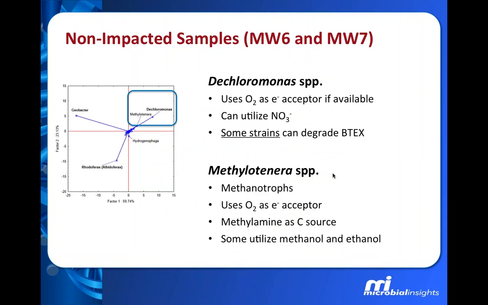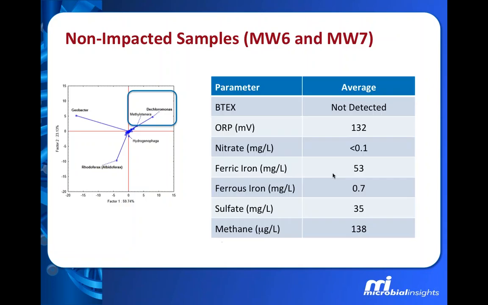So from our non-impacted locations, what do we know about these microorganisms? Well, the Dichloromonas are generally facultative. They're aerobes, but they can also use nitrate as an electron acceptor if oxygen isn't available. And many isolates have been described to be able to use perchlorate as an electron acceptor. Some strains can degrade BTEX, others cannot. Since these are non-impacted wells, that is probably not likely the case. Methylotenera are methylotrophs that are aerobic C1-utilizing organisms. Some can use ethanol for carbon and energy.